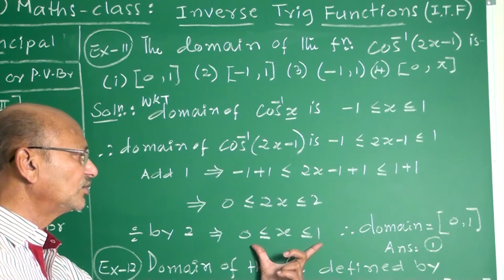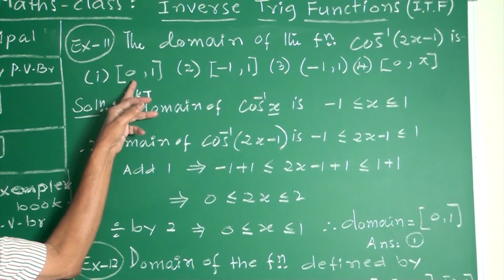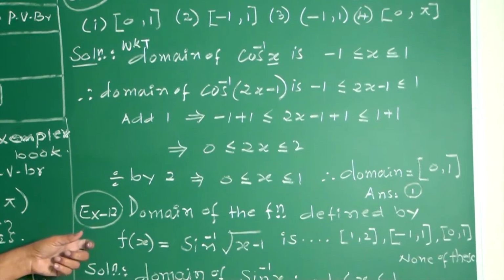Then what is the required domain? Closed interval 0 to 1. Which is the correct option? First option. There is one more example. It is also from the exemplar.